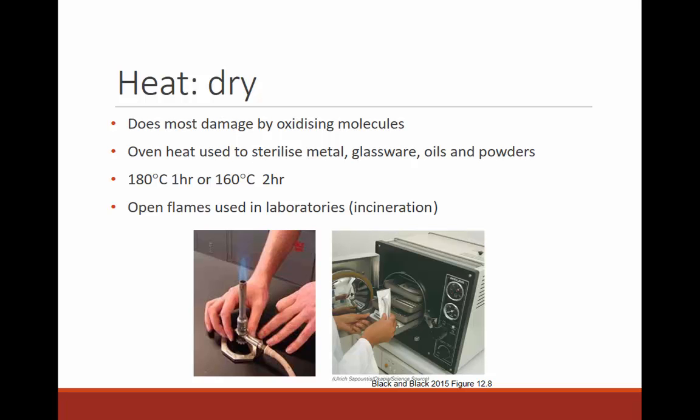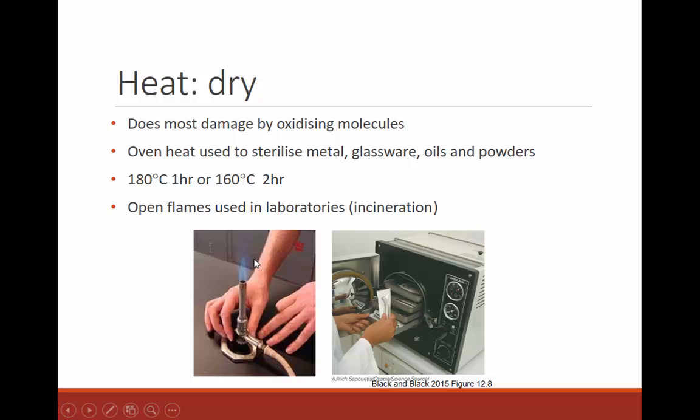Now, heat can be given in a dry environment, and it can be used to sterilize metal or glassware, oils, powders, things that you don't want to be moist. Okay, you want them to be kept dry. So it could be 180 degrees for an hour or 160 degrees for 2 hours. So they're the typical times that you need for that type of sterilization. And you can have open flames used in the laboratory, which we've used. You might have incineration as well.